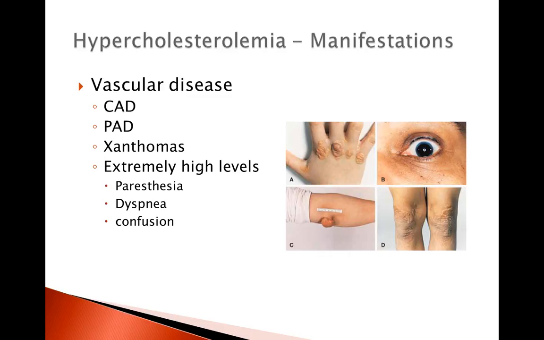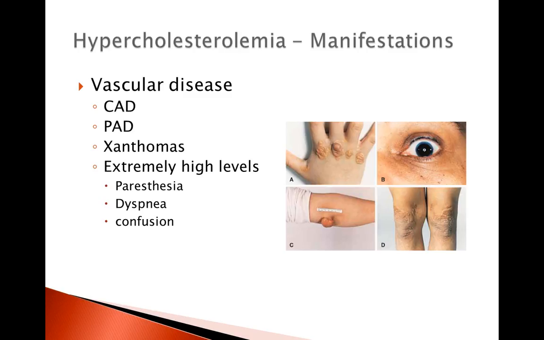So vascular disease is one of the biggest problems with high cholesterol. It includes CAD, coronary artery disease, so you have blockages in your coronary arteries. PAD is peripheral arterial disease. That is plaque buildup, cholesterol buildup in the arteries outside the heart in other areas of the body. So clearly, we're going to look at both coronary artery disease and peripheral arterial disease here in the next couple of chapters.